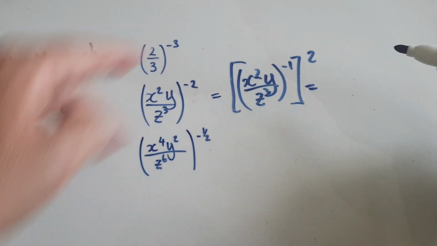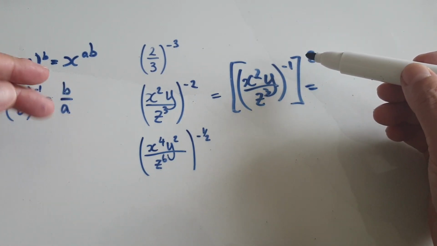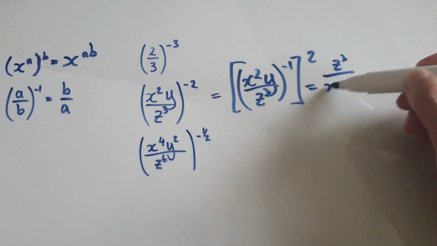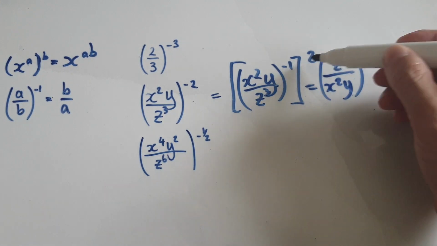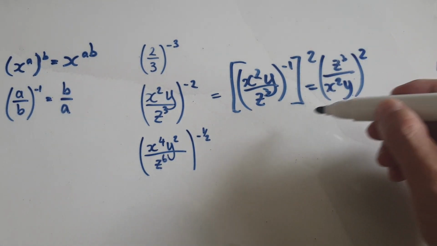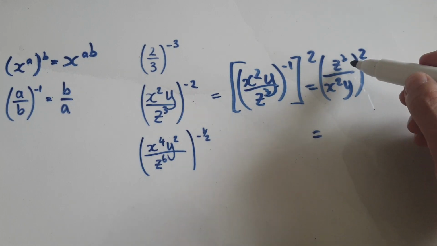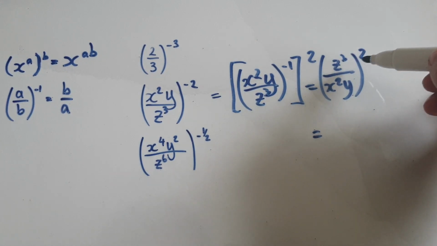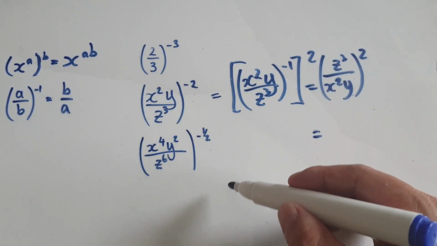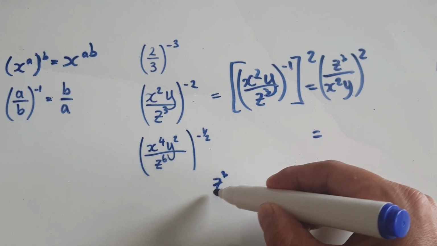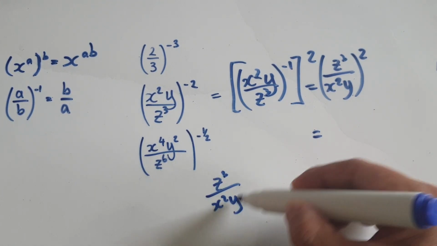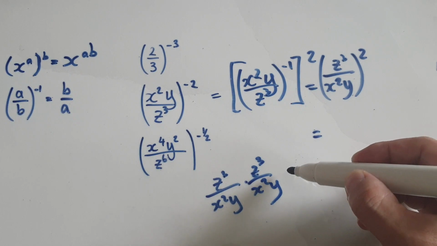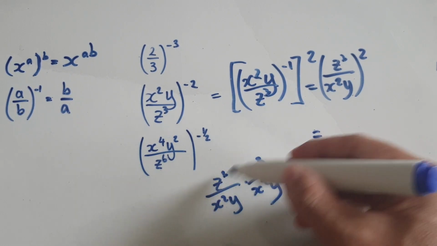Now turn the fraction upside down, because anything to the power of negative 1, you turn it upside down. So that will then be z to the power of 3 over x squared y all to the power of positive 2. So now in your mind, you got to visualize this as a fraction multiplying by itself twice. So in your mind, visualize z to the power of 3 over x squared y times by its exact same self. So now you don't actually write this down, you visualize this in your mind.